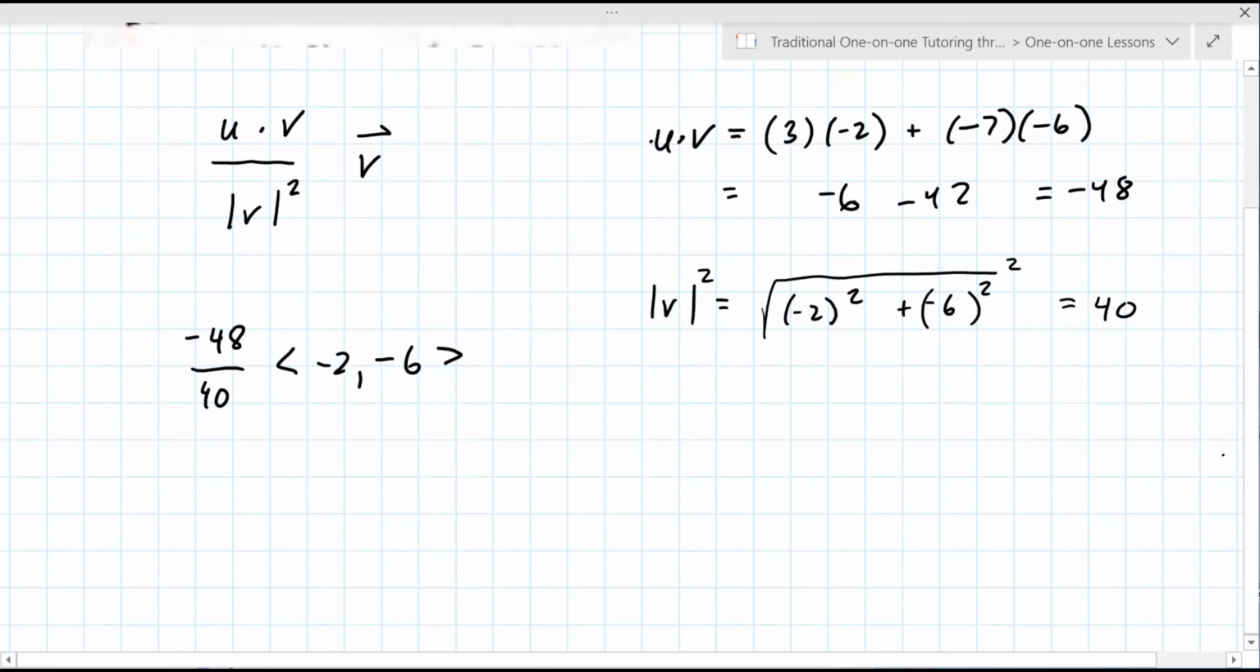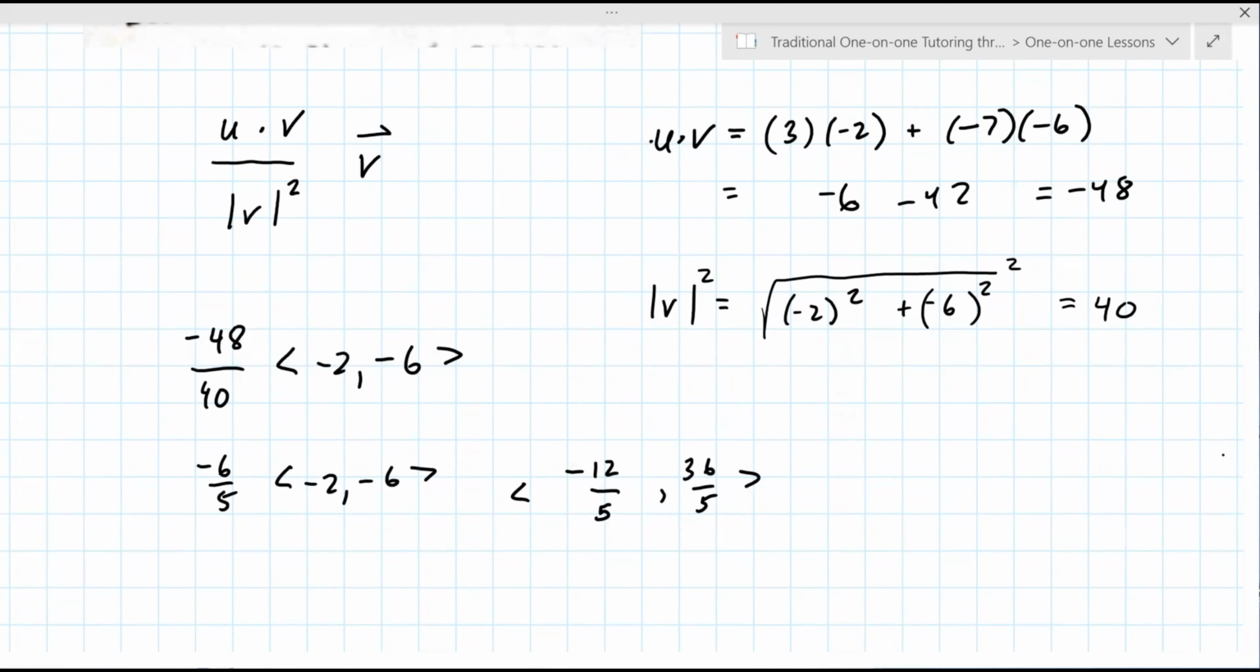Got it. So 8 goes into both 48 and 40. So that becomes -6/5, -6/5 times each of these. So you end up getting -12/5, 36/5. Something like that. Number 28 is exactly the same, just different numbers.